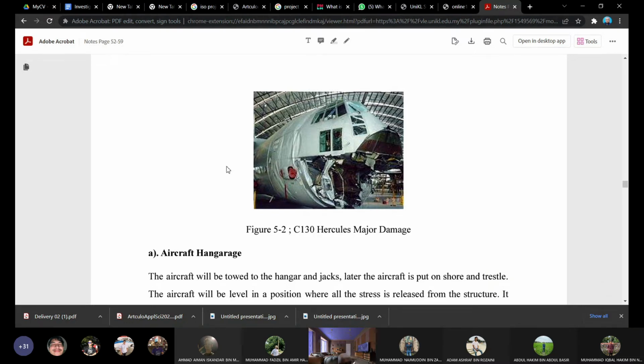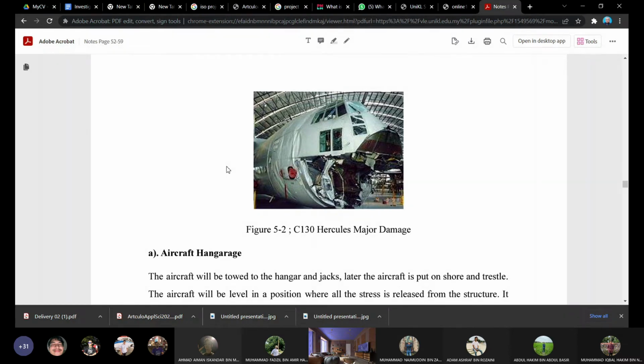So most of the time, if you get heavy structure damage, you have to bring the aircraft into the hangar, and you have to prepare the aircraft for detailed structure inspection. The photo shows C-130 Hercules major damage. This aircraft has hit a hangar, and you can see the nose has damage, and also part of the wing has been ripped off.